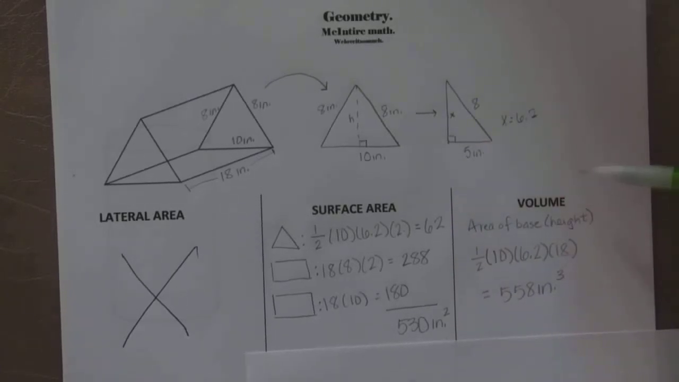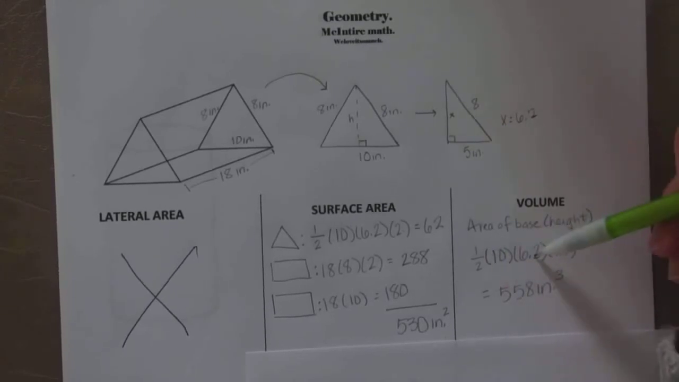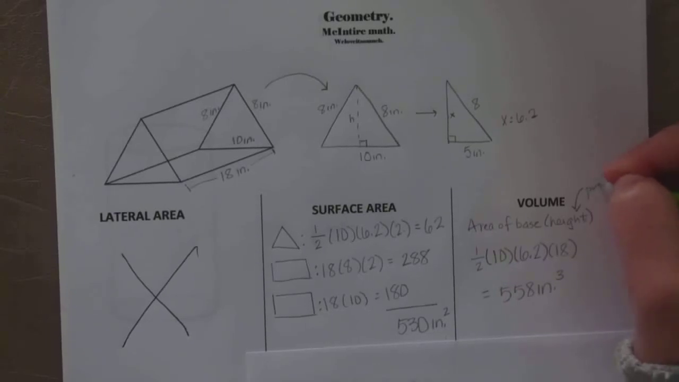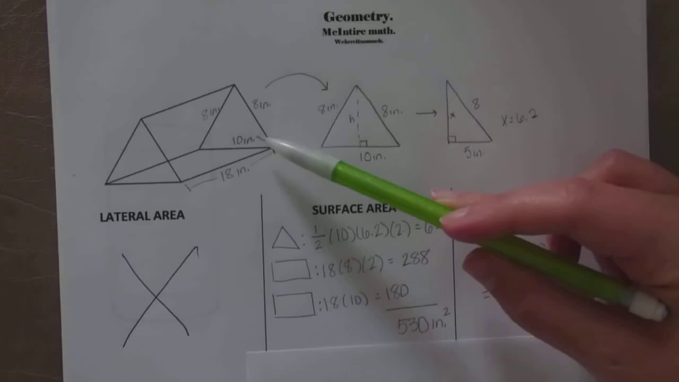Okay? Now for the volume. For a rectangular prism, it's just length times width times height. For any other prism, the formula for the volume is just finding the area of the base and then multiplying that by the height. So it's important that you're able to recognize what the base is. Of course, it's the triangle, so we already went over how to find that area. So half of 10 times 6.2, and then this height here is referring to the height of the prism itself, not the height of the triangle.